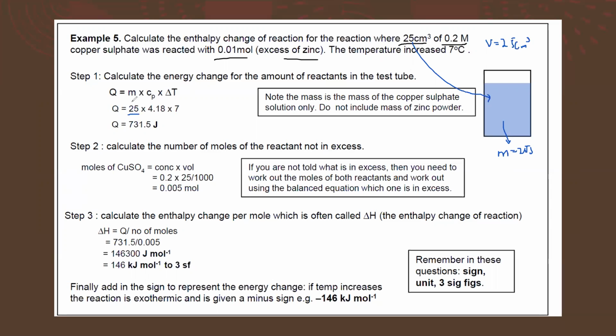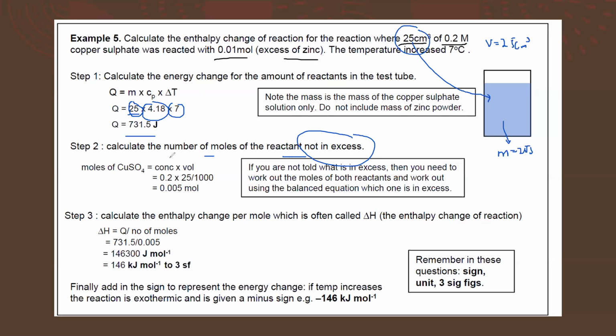M is the mass. Why did we take 25? Because the volume of the solution is the volume of the water in it, and the volume of the water is the same as the mass of the water. The specific heat of the water is 4.18 and temperature change is 7. So when you multiply, you will get 731.5 joules. Then to get the moles, we calculate the number of moles of the reactant which is not in excess, because the energy release depends on the limiting reagent, not the excess one.